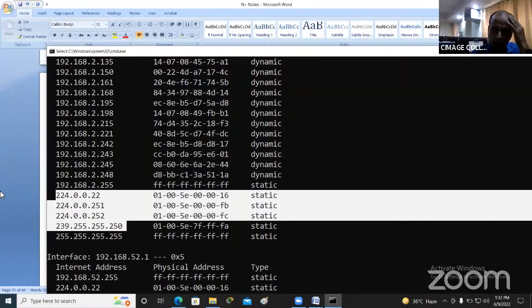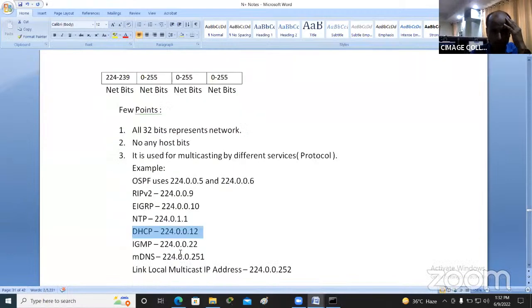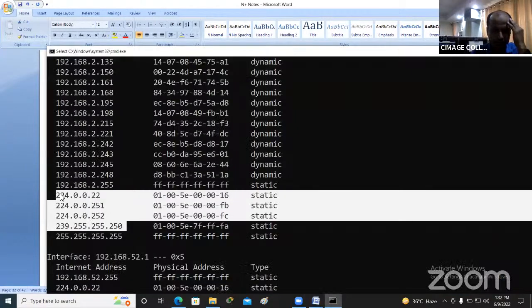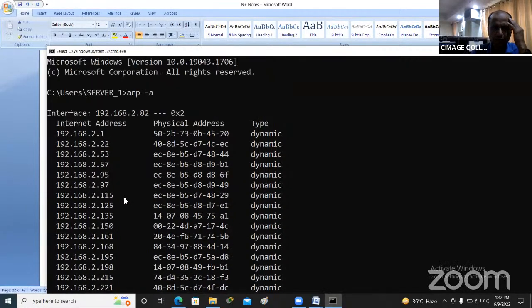224.0.0.22, just see my notes. 22 is IGMP. IGMP protocol works on our Windows machine, and it works on multicasting. That's why you are seeing here that the 224.0.0.22 IP is available in my system. I am working with the CIMAGE network. That's why I am getting this much of IP list.